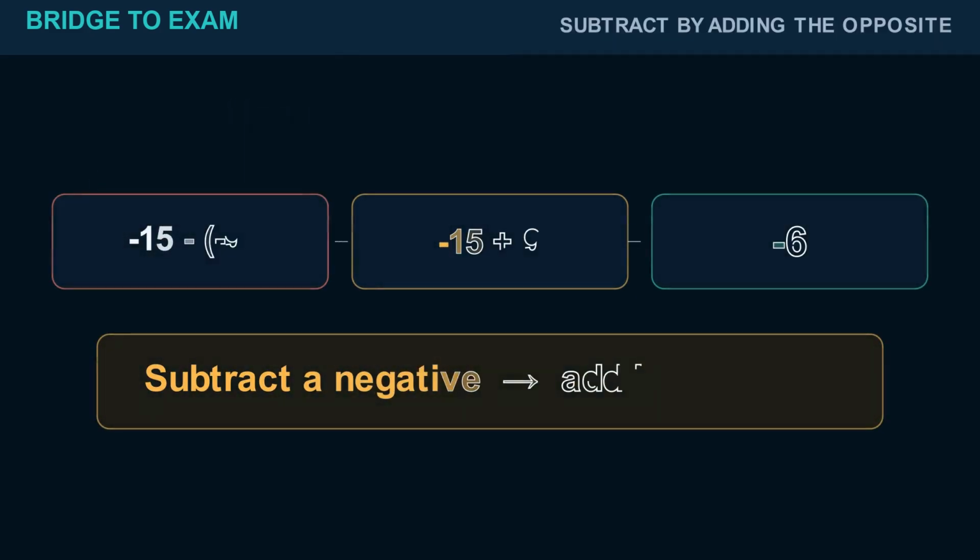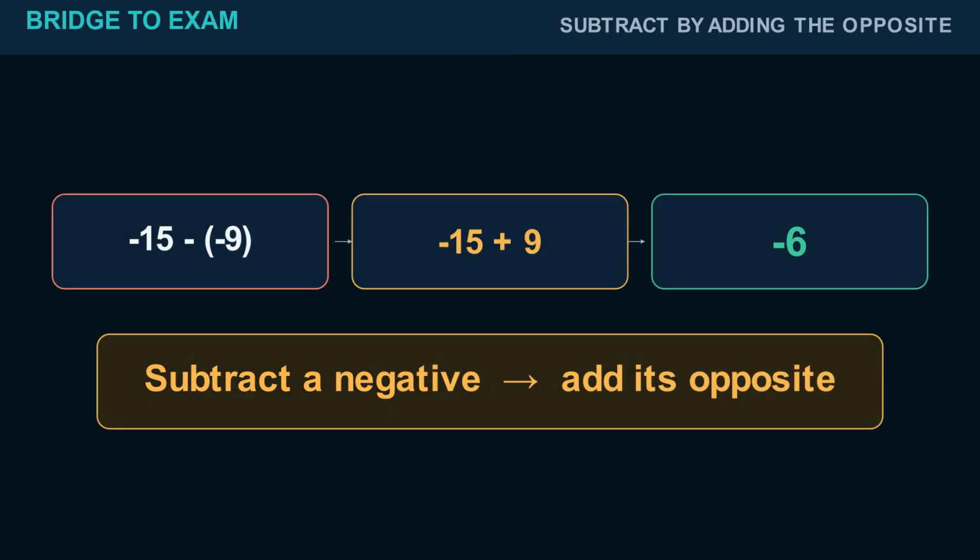Rewrite subtraction as adding the opposite. -15 minus -9 becomes -15 plus 9. Starting at -15, move 9 units right to reach -6. This rewrite prevents a common sign mistake. Subtracting a negative creates positive movement, but the final result can still be negative.